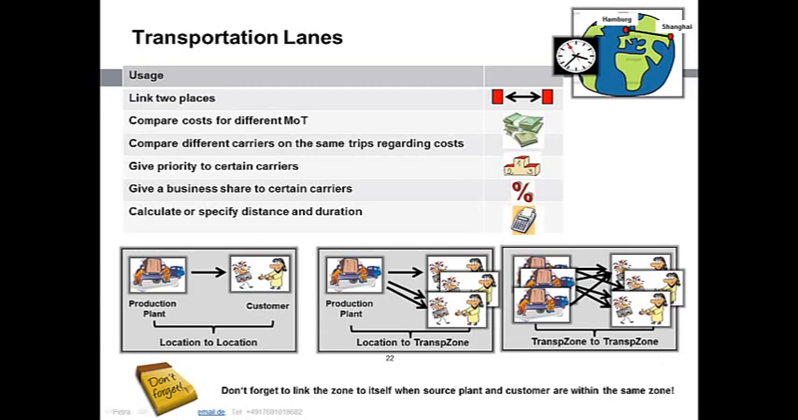But you can also link transportation zone to transportation zone. Of course, if you don't link one production plant to one customer, then the distance will not be so precise. If you have a huge zone, then it will not be so precise. What you can also do is location to transportation zone, but your zone could be a postal code, and then the distance is still quite accurate.